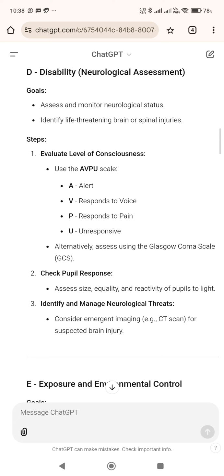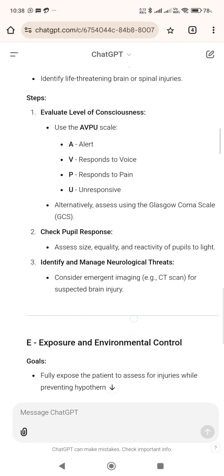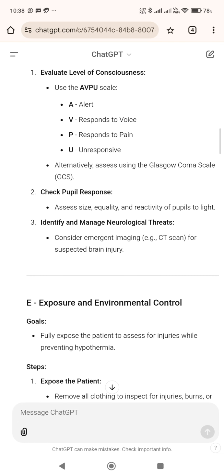2. Check pupil response. Assess size, equality, and reactivity of pupils to light. 3. Identify and manage neurological threats. Consider emergent imaging, e.g., CT scan, for suspected brain injury.